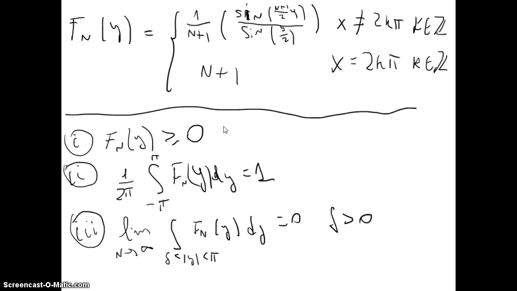So the first property, one can see this by looking at this representation of the Fejer kernel. And these two properties are interesting: when you take the integral from minus pi to pi, it will give you 2 pi. But now when you consider the integral between delta and pi, take the limit, the integral will give 0. This is an interesting property of the Fejer kernel.